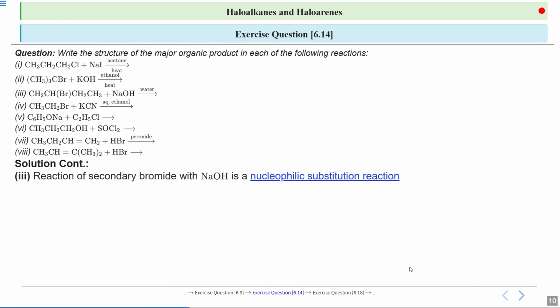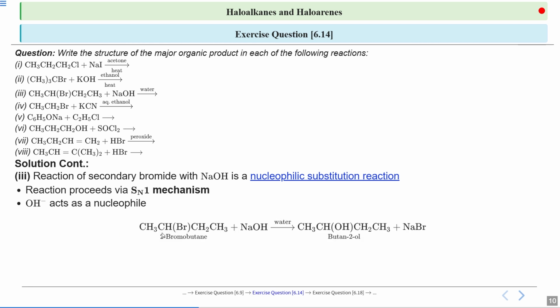Now if we see the third reaction, of secondary bromide with sodium hydroxide, this is a nucleophilic substitution reaction, and the reaction will proceed via SN1 mechanism, substitution nucleophilic unimolecular. Here OH minus will act as a nucleophile. So what will happen? You have this 2-bromobutane.